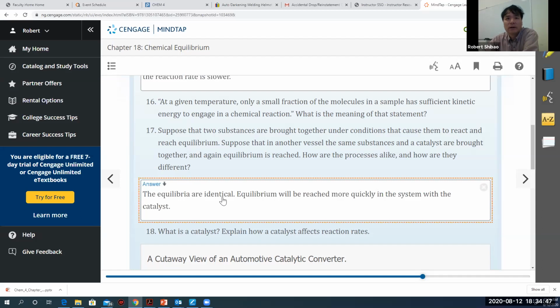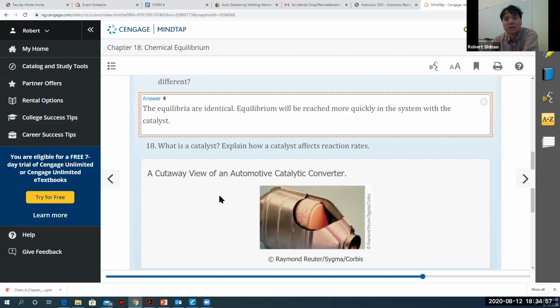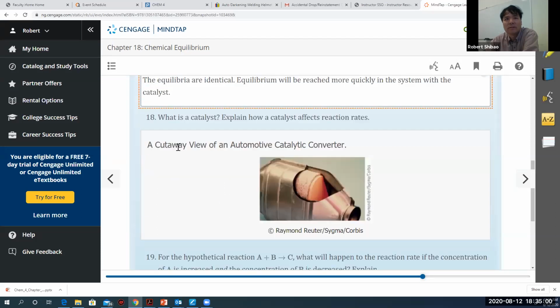But anyway, the equilibria are identical. That's just reactants and products. Equilibrium will be reached more quickly in the system with a catalyst because it provides a lower energy path. You don't have this steep of a hill to climb. This is catalyst. Automobile catalysts used to be very expensive because they contain platinum. They no longer contain platinum. They could use other metals, a lot less expensive. And so the thefts of catalysts used to be very common. Not so much anymore because cheaper catalysts have been found.